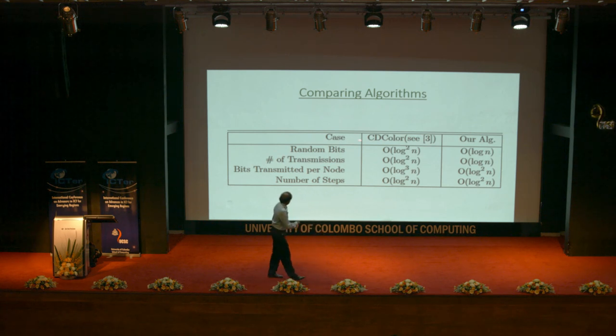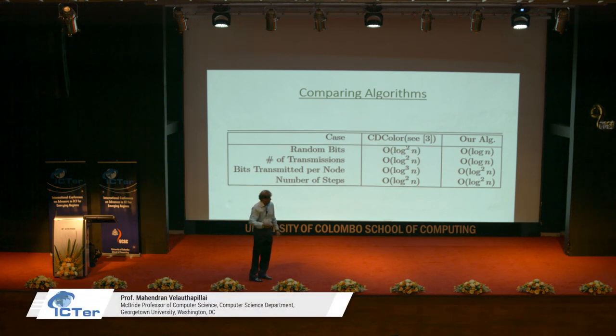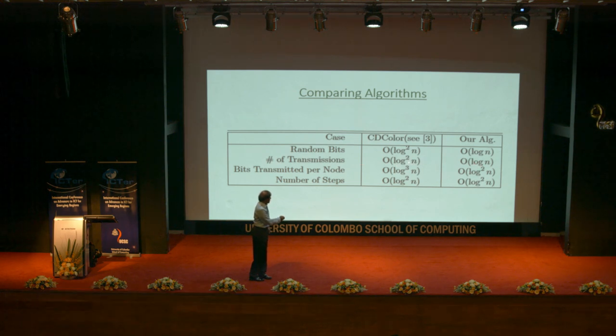The difference between them and us is, are you familiar with Big O? Yes or no? For the people who don't know what that is, O(log n), where n is the number of nodes. We always talk about log base 2, but it doesn't really matter in Big O. It's some constant times log n, and the dominating factor is log n. The random bits they use is log squared n, where n is the number of nodes. We use log n. And the number of transmissions they use is log squared n. We use log n. So we beat them here. We beat them here. And then bits transmitted per node, because nodes have to transmit to establish communication.